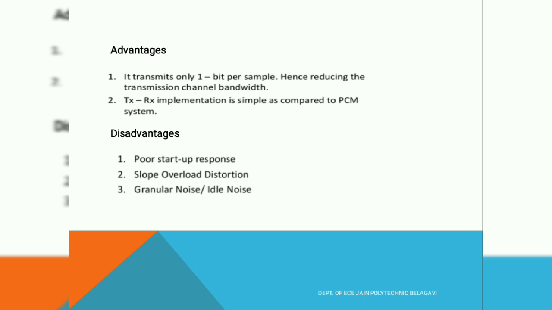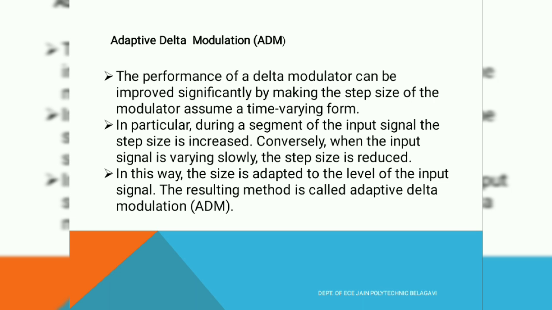In order to avoid the granular noise, you have to vary the step size. Plus delta and minus delta will be there, and the step size is to be decreased in order to reduce the granular noise. Next there is a concept called adaptive delta modulation. To avoid the granular noise and the slope overload distortion, adaptive delta modulation is used.